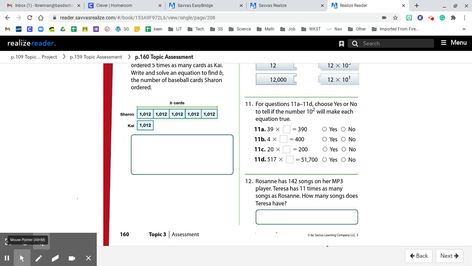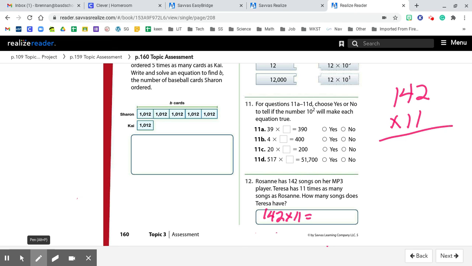So let's see what we've got for our last problem. Roseanne has 142 songs on her MP3 player. Teresa has 11 times as many. How many songs does she have? So 142 times 11 equals what? So it's our last computation problem to finish up the chapter. Use distributive property. Don't forget to annex that, put that 0 in there, because that 1 is not a 1, it's a 10.